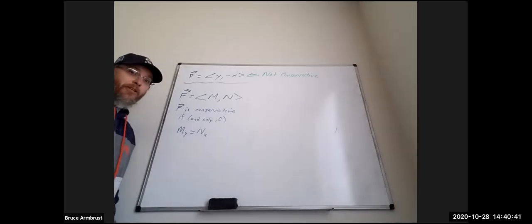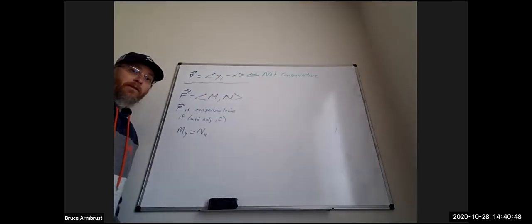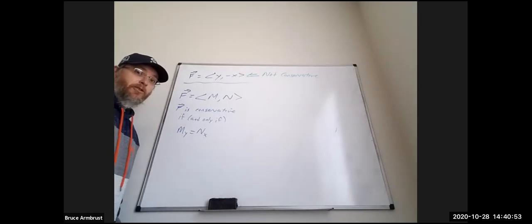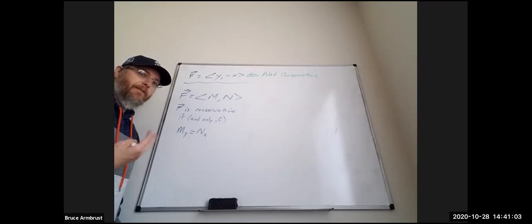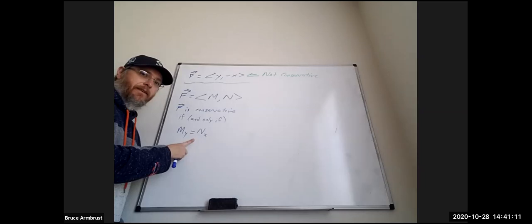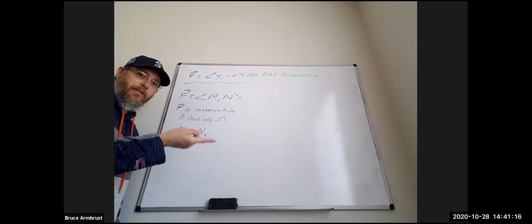So basically, this is going to be our check. We're going to differentiate the first one with respect to y, the second one with respect to x. If they are equal, then it's conservative. If those partials are not equal, then it's not conservative. And if and only if is a really strong statement. It's basically an equality kind of thing. So it says that if it's conservative, you know M_y equals N_x. If M_y equals N_x, then you know it's conservative. It goes both directions.